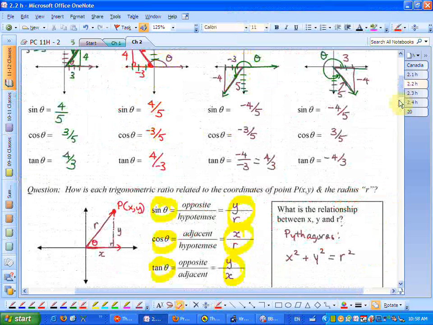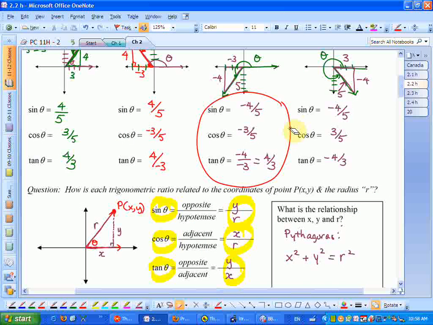Go back now to the chart up top. Look at the third quadrant. Which ones are positive here in the third quadrant? Tangent. Yes, tangent. Good. Tangent. And then in the fourth quadrant, you can probably guess, it's cosine.